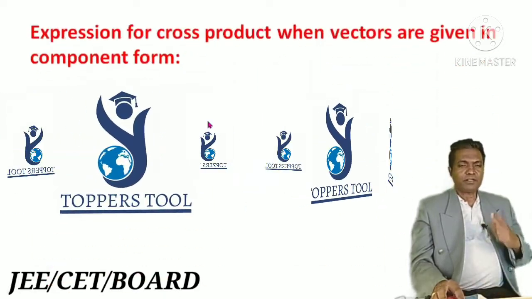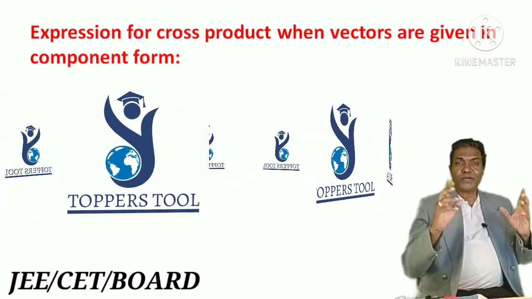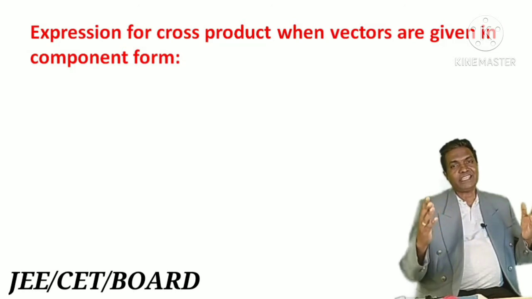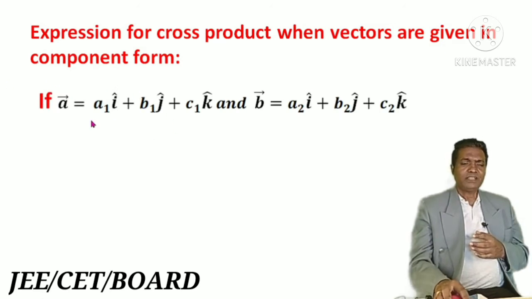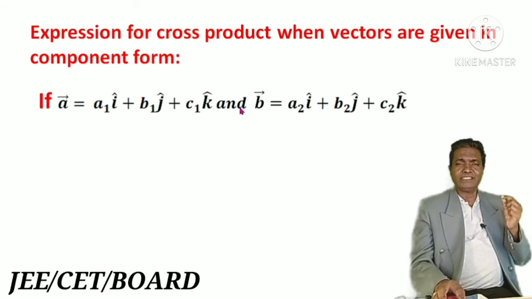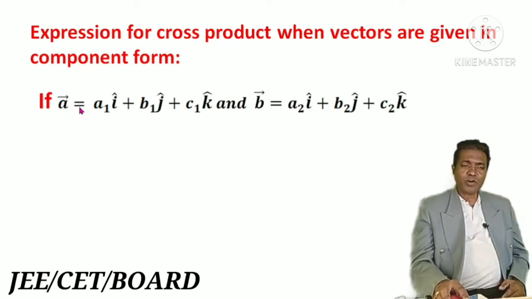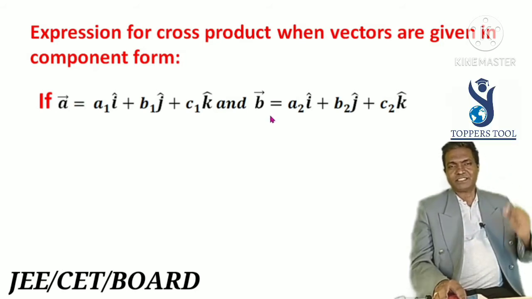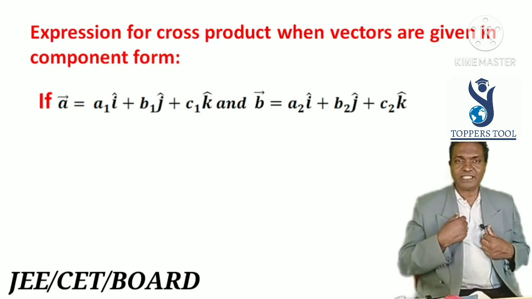Now, important thing: what is the expression for cross product when the two vectors are given in terms of i, j, k in the component form? See here, this is called component form, meaning when vectors are represented in the form of i, j, k. As we all studied, the dot product of such vectors, a dot b, is a1 a2 plus b1 b2 plus c1 c2, meaning the sum of the products of the coefficients of i, j, k.